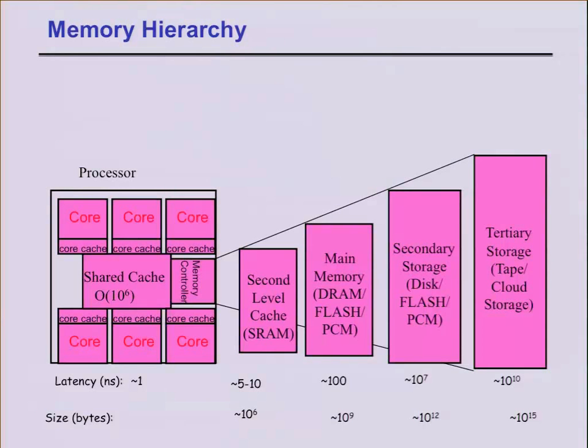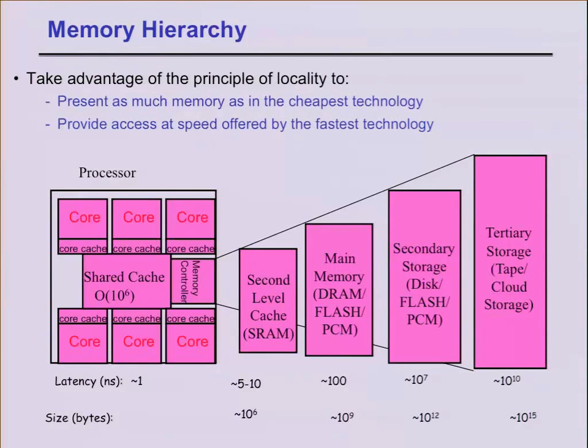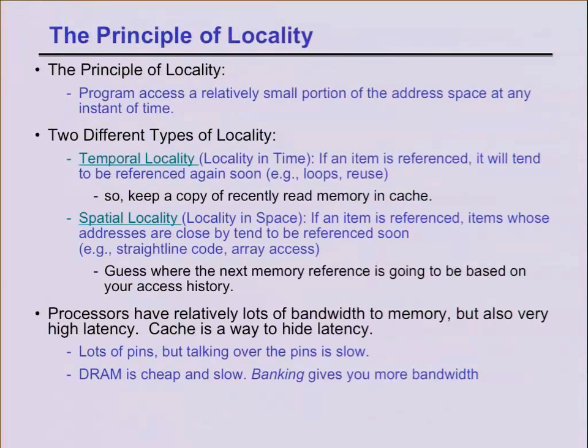So how does one maintain the illusion or the performance? It's not an illusion. It's a fact. The performance of having the fastest memory possible while paying for only something that's slower? And the answer is locality. You take advantage of the principle of locality. As I said, present as much memory in the cheapest technology, while providing access at the speed offered by the fastest technology. So how does locality work?